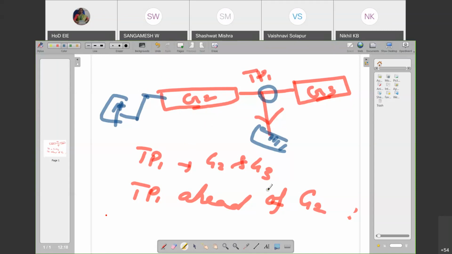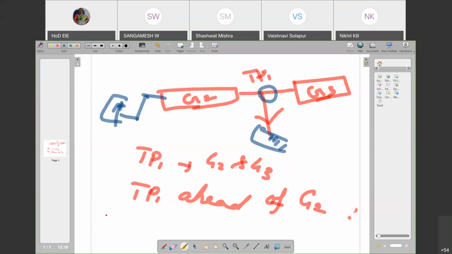So I'm instructing you that step 1 is to move the takeoff point TP1 ahead of G2 and do the appropriate change to the H1. Maybe H1 has to be multiplied with G2. Once you do that, your step 2 would be G2, G3, G4 as cascade and parallel. Agreed? Yes, ma'am.